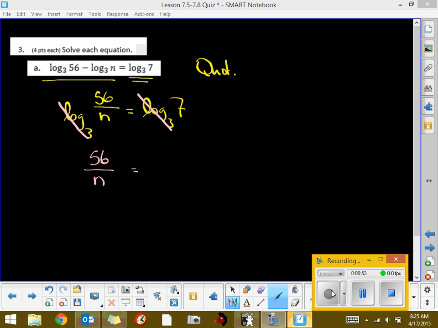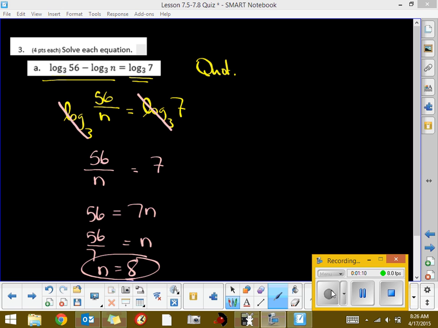So 56 over n equals 7. We want to solve this for n, so the first thing I would do is multiply by n to get it out of the denominator. Then I would divide 56 by 7 to find n. It looks like our final answer should be 8. Make sure you check that: can you put it back in your argument without causing it to be the log of a negative? And we could take the log base 3 of 8 without any problems. So here's our solution, it should be 8.